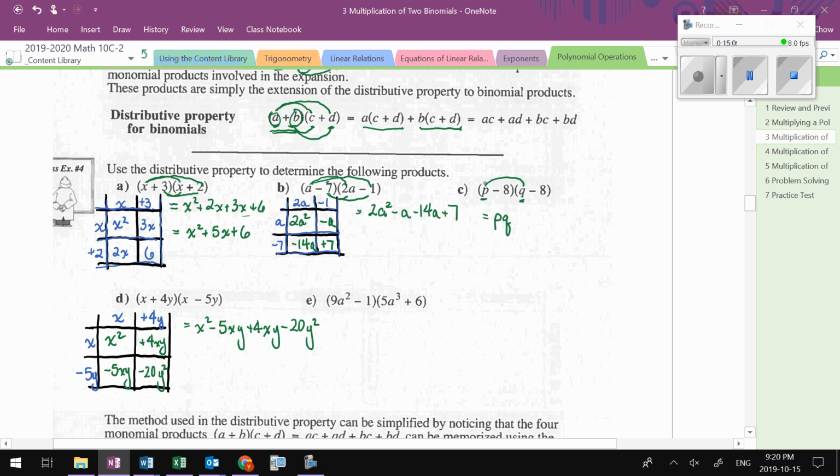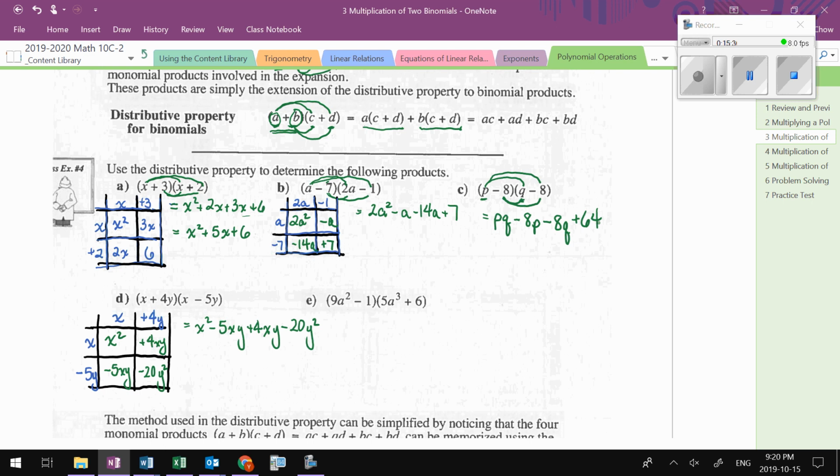Then the outside two, so P times negative 8 or negative 8P. Then I in FOIL, the inside two, so negative 8Q. And then the last in each bracket, which is negative 8 times negative 8, or positive 64. In this particular case, we cannot combine any like terms. There are none to combine.